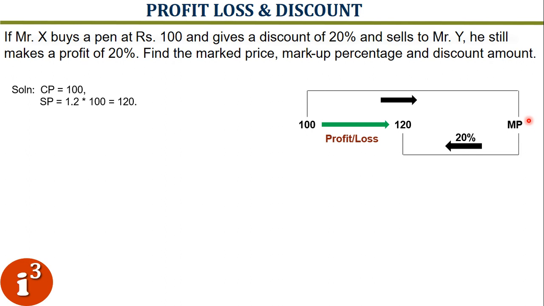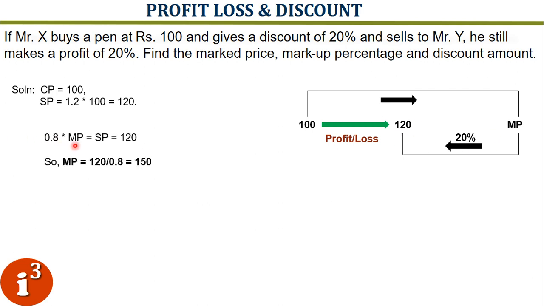You have marked up by some percentage and then you have given a discount of 20% to reach the selling price. Now you understand that from this marked price you have reduced 20% to come back to 120. So you reduce something by 20%, what is the multiplying factor? 1 minus 20 by 100, that is 1 minus 0.2. So you multiply the marked price by 0.8 to reach this 120. That means you've reduced the marked price by 20%. So 0.8 into marked price is 120. From that we can get the marked price.